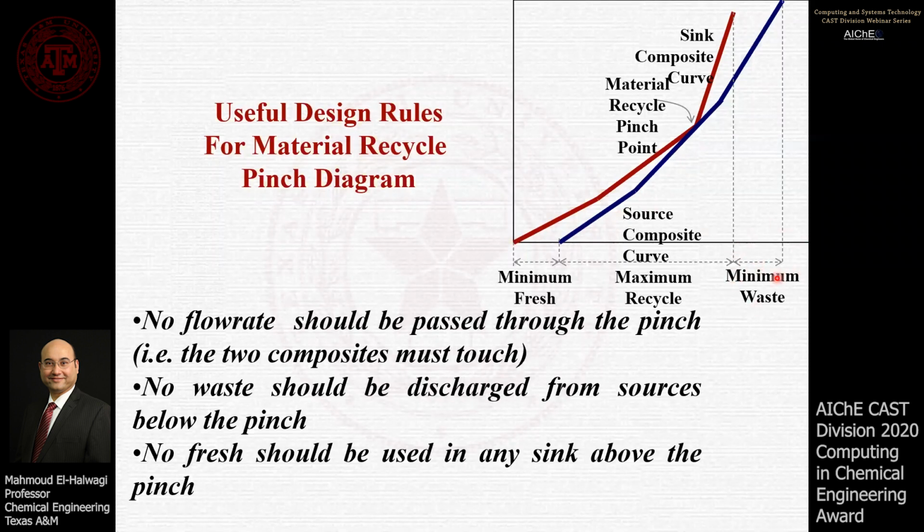Conversely, we should be using the fresh only below the pinch, and we should not be using the fresh to feed any unit that lies above the pinch. Those are insights that we cannot simply obtain by looking at the flow sheet of the plant, but are very visible when we have optimum policies like this.